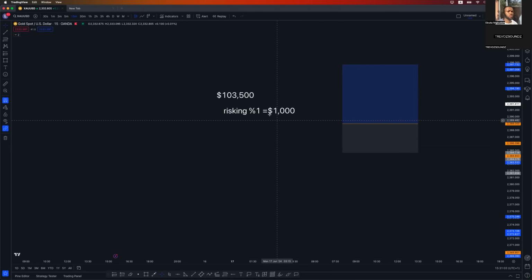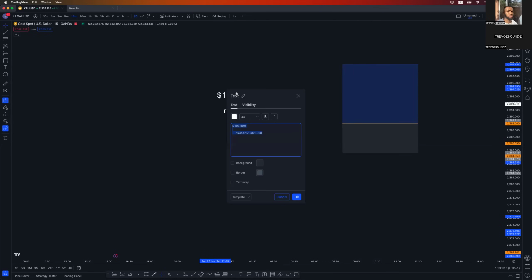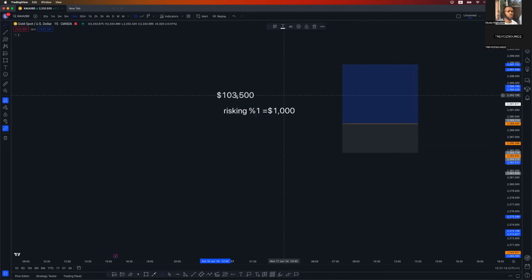So let's say that you now want to take another trade and you are risking 1% again, and you lost the trade, which is $1,000. Our balance will now get back to $2,500.